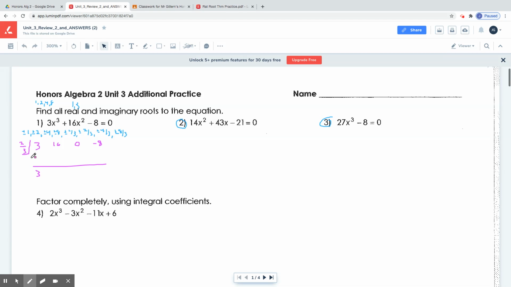So when I bring down that 3, 2/3 of 3 is 2. I add that and get 18. 2/3 of 18 is 12. I add those to get 12. 12 times 2/3 is 8. And there is my 0. So now I know 2/3 works. Since this is a cube, I'm left with 3x squared plus 18x plus 12 equals 0.